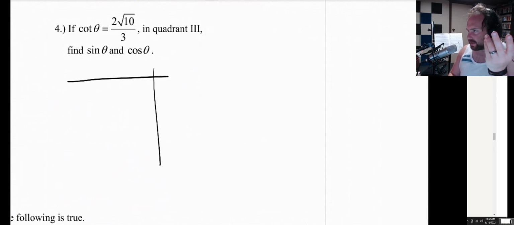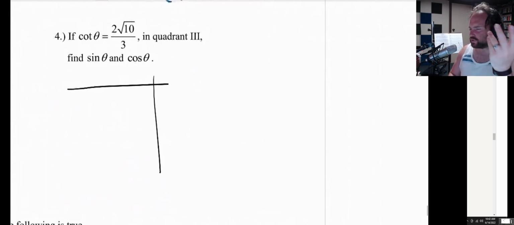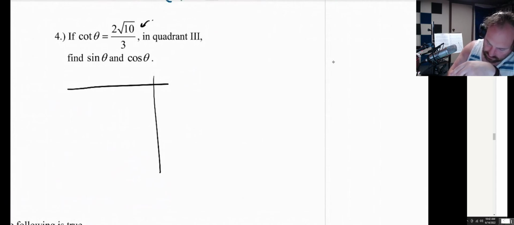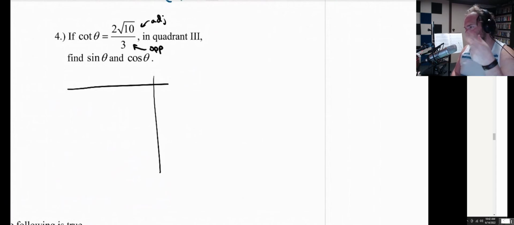Now, cotangent is not a ratio that we use very often, but we should just remember it's the reciprocal of tangent. Tangent is the opposite over the adjacent. So this is the adjacent over the opposite. It's the reciprocal or the flip of the original tangent. So we need to draw a right triangle whose adjacent and opposite sides give us those two numbers.